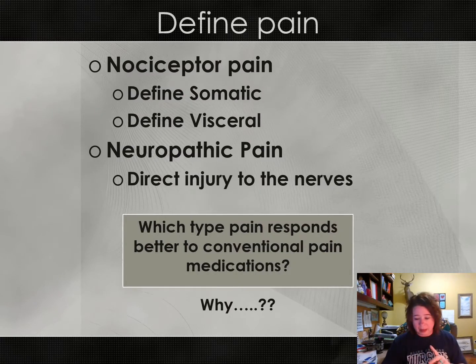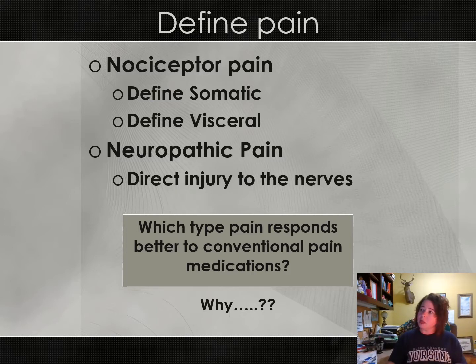So nociceptor pain comes in two different flavors. It comes in a somatic and a visceral, and I want you to go to your book or to the World Wide Web and figure out what those are. Versus neuropathic pain, which is actually damage to the actual physical nerves.